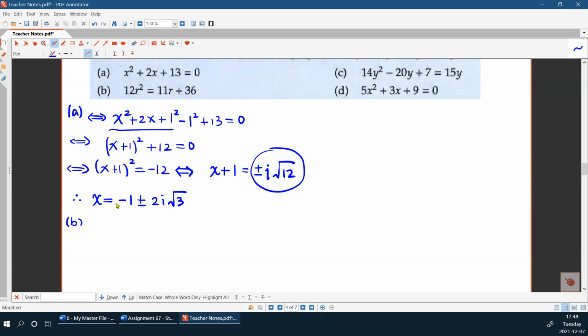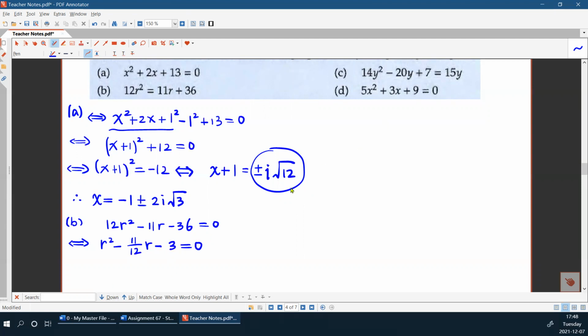Okay. First of all, let's rewrite the equation like this: 12r squared minus 11r minus 36 equals 0, right? Usually, if the leading coefficient is not 1, we can divide both sides by the leading coefficient. So this is equivalent to dividing both sides by 12, which gives r squared minus 11 over 12 r, and then minus 3 equals 0, right?